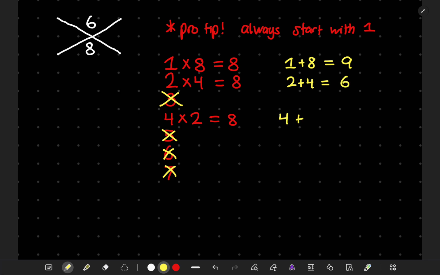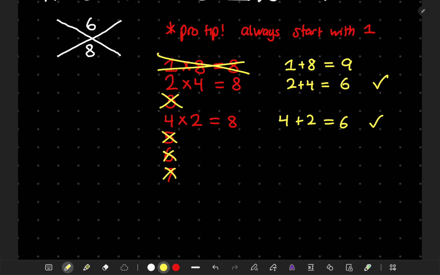And the same can happen for the reverse. 4 plus 2, that gives me 6. So these two check out. But the one that I found as 1 times 8 does not. So we're also going to eliminate it. Knowing that the 2 and the 4 are my factors of 8, and they can add up to 6, we're going to write that as our answer.